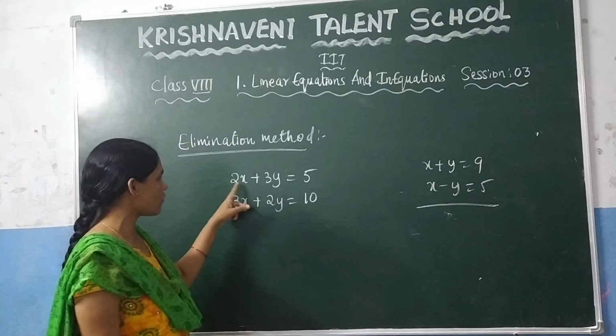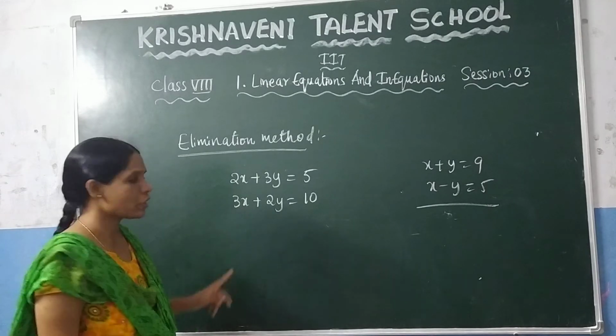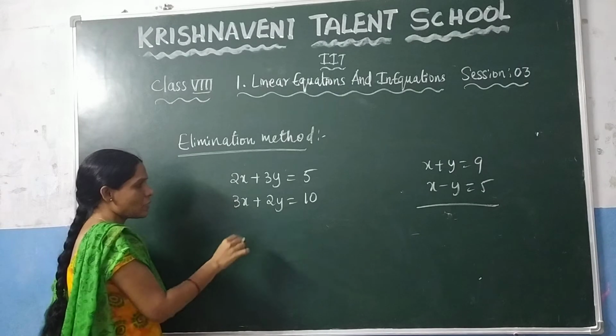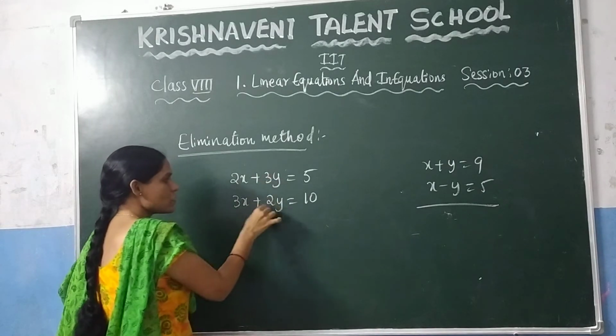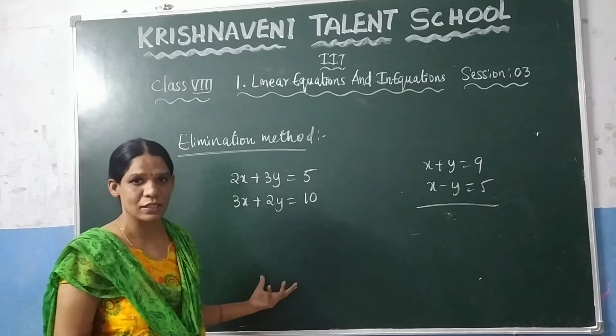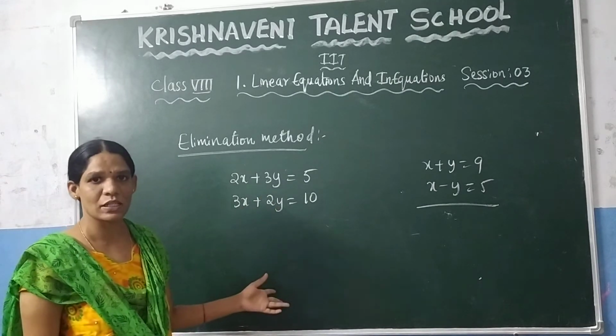So what is the coefficient of x in this case? 2. What is the coefficient of x here? 3. Here you can observe that the coefficient of the variable x is not the same. Similarly, the coefficient of y is not the same. So how can we cancel these terms? We cannot cancel these terms because the coefficients are not the same. If the coefficients are the same, you can easily cancel.